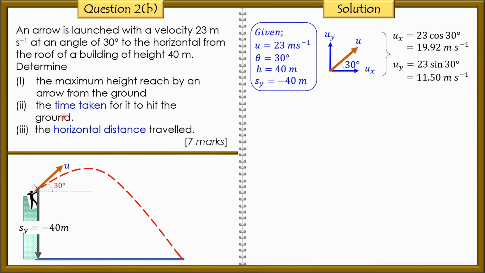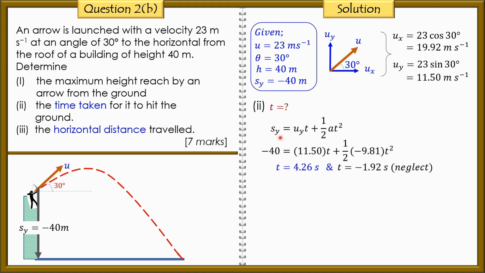So question 2, you need to determine the time taken for it to hit the ground. So how long does the arrow take before it hits the ground? You want to find the time taken. To calculate the time taken, of course you need to understand what you want to calculate, which is t.